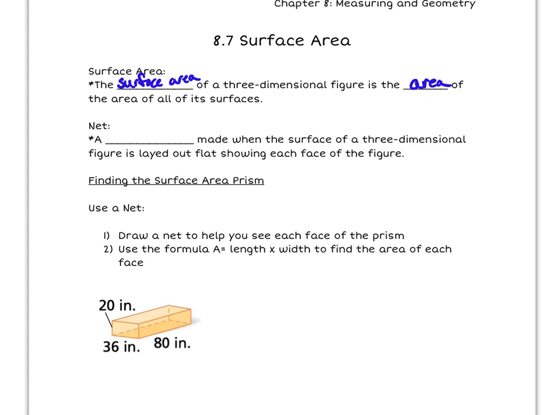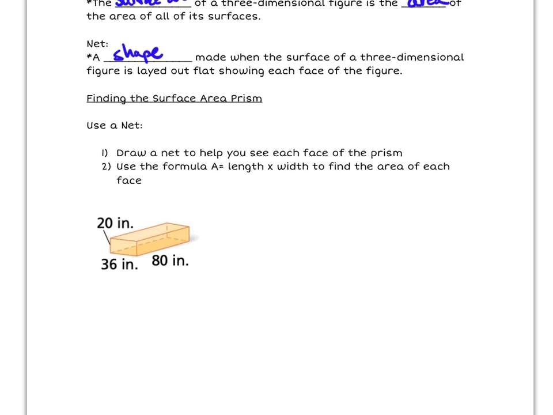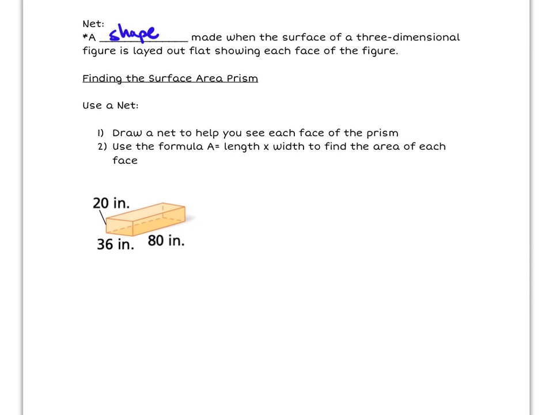So a net is a shape made when the surface of a three-dimensional figure is laid out flat, showing each face of the figure. So when we think about a net, we need to figure out what that is first. If you look at this shape here, there's a front side, a side here, a top, a back side, a bottom, and then a side way over on the other side there. So there's a total of 6 sides there.